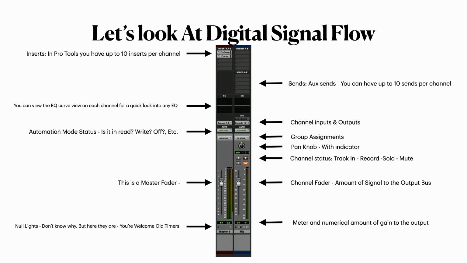Meter and numerical output of gain going to the output. You can actually double click on that and type in the amount of gain you want going out. In this instance, we've got minus 3.1 decibels going out of that fader, going to the master fader. You can type it in if you want, or you just grab the fader and move it. This is just an indication of that, so no big deal.